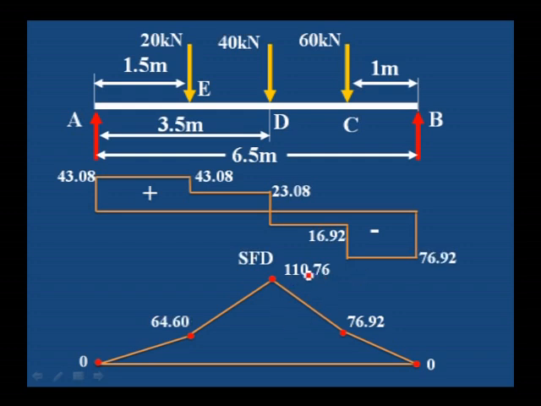You can observe here maximum bending moment 110.76. Then bending moment gradually reduces to 64.6 and 0. Right side also it is 76.92. That means wherever the shear force changes its sign, at that place we will get the maximum bending moment. This is the bending moment diagram.